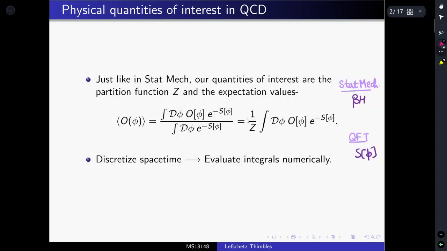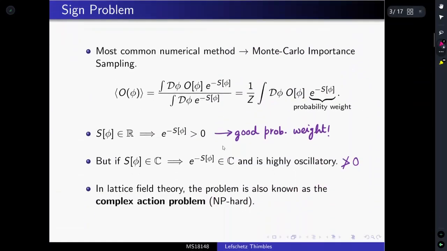So first, starting with some motivation, very much like in statistical mechanics, our physical quantities of interest in QCD are the partition function and the expectation values. You can see that this expression is very similar to what we get in statistical mechanics as well, just with the beta H here being replaced by the action. And calculating these integrals analytically is a difficult task. So we usually resort to discretizing spacetime and evaluating these integrals numerically on the grid. So that is where the name lattice comes from.